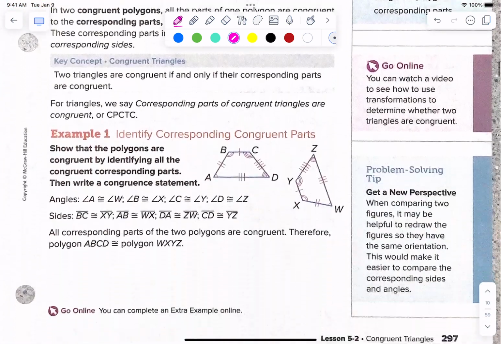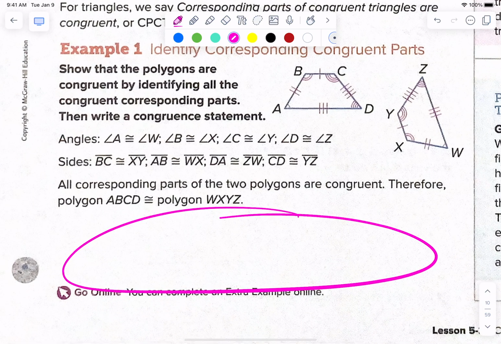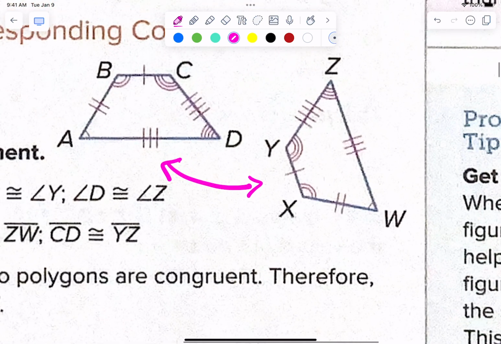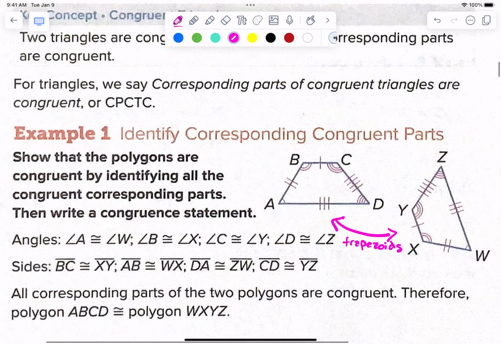All right, moving on. Example 1. I'm going to write some stuff down here in this bottom. We're going to fill this in down here. Here are your instructions. We have these two objects, and what shapes are those called? Trapezoids. So we're trying to say that those two trapezoids are congruent by identifying the corresponding congruent parts.